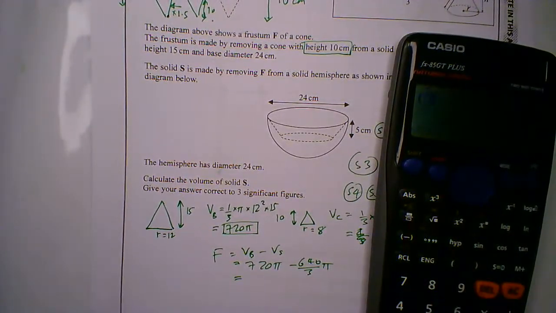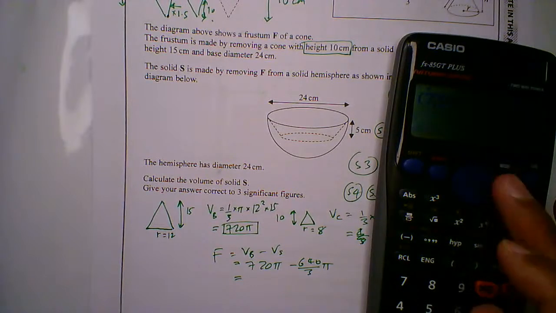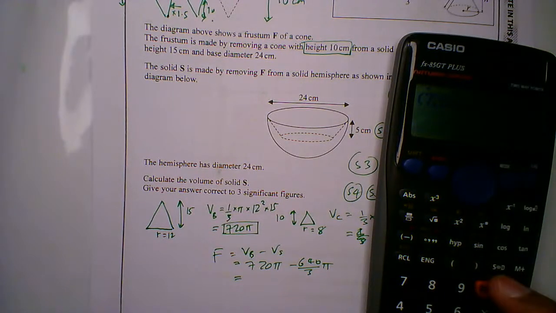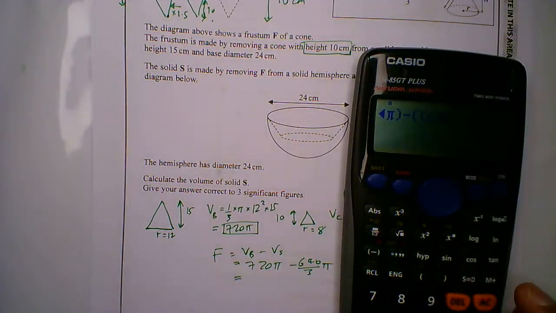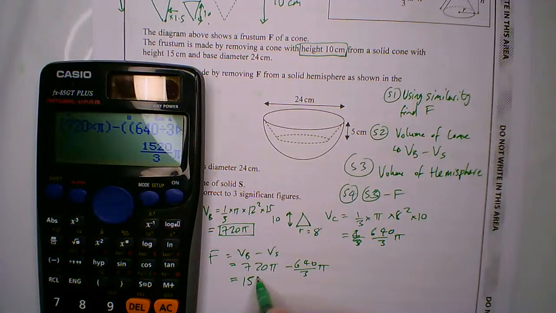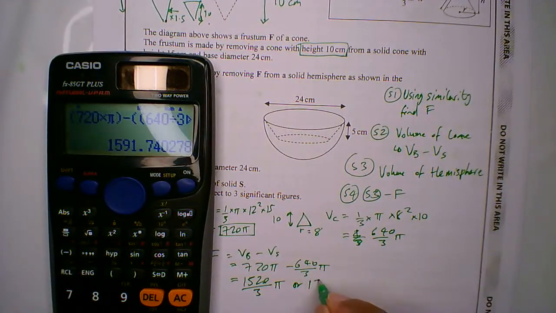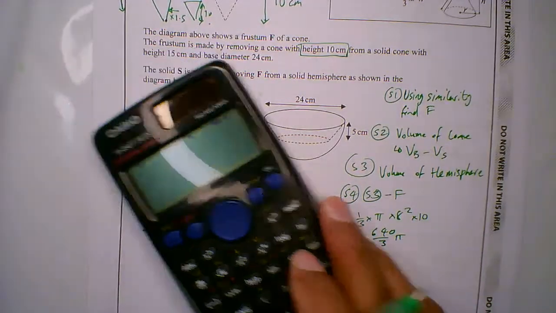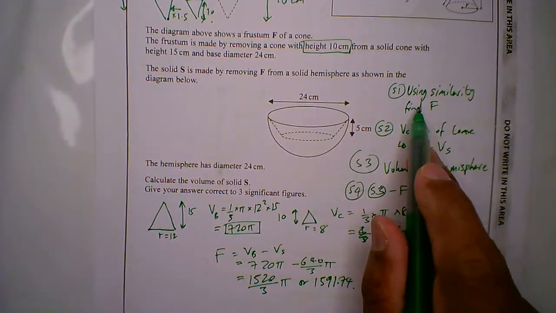So I'll put this bracket, 720 times by pi, close bracket, take away bracket, 640 divided by 3, close bracket, times by pi. I shouldn't have cancelled my numbers. It would have been easier to do. So that gives me 1520/3 pi. Or let's use a number, we can change it to 1591.74. Let's keep that there for now. So that's my step 1 and step 2 done.